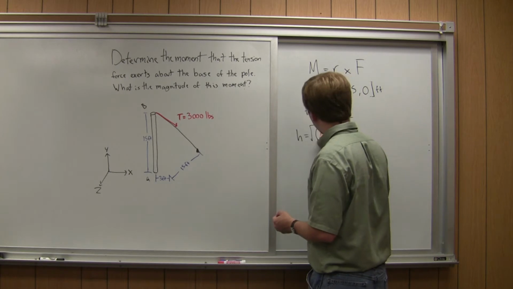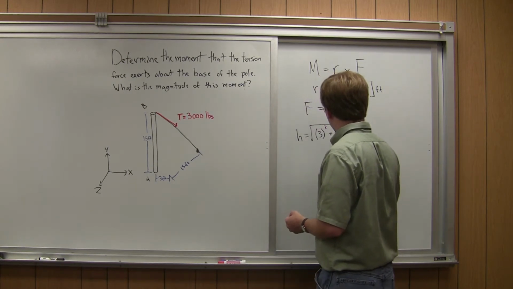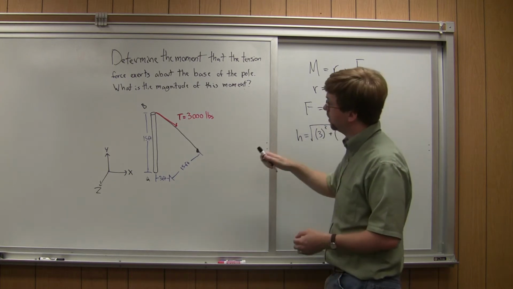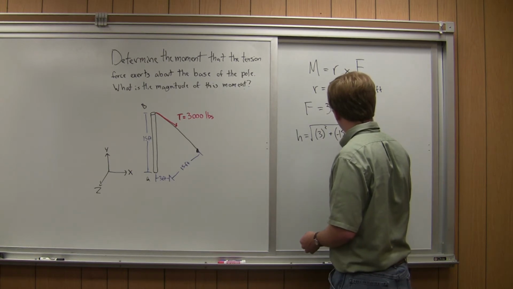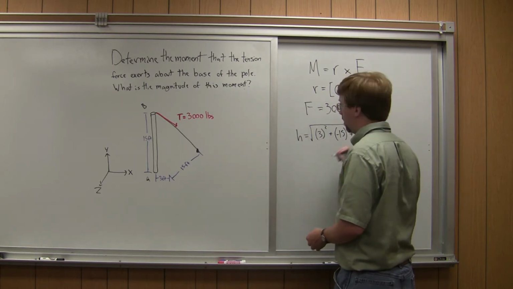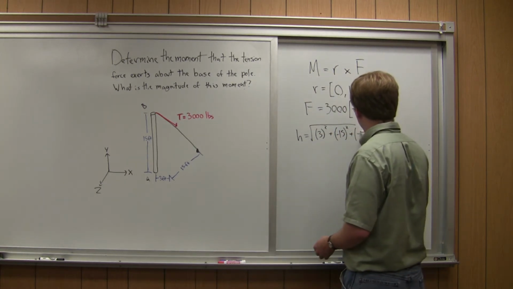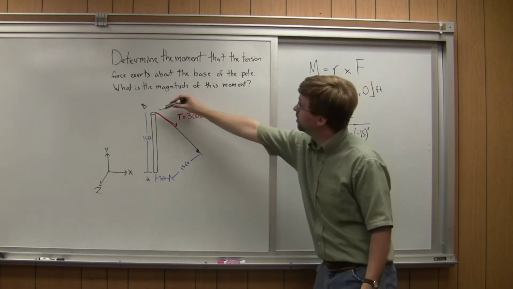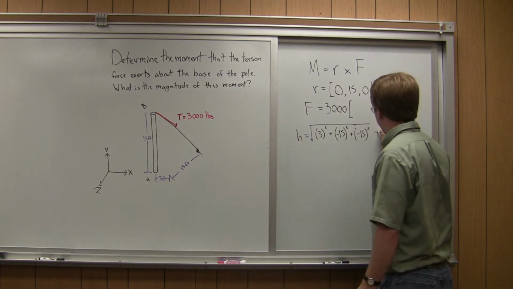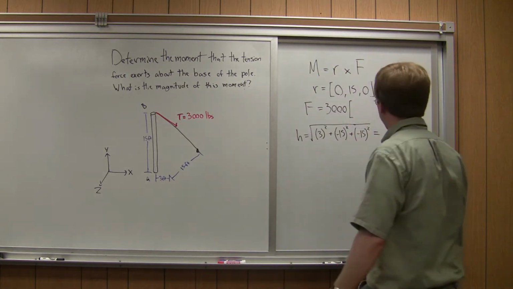So I've got x is 3 squared plus y. In the y direction, I'm actually going down by 15 feet, so negative 15 squared. And in the z direction, I'm going back, also negative, so negative 15 squared. And so the length of this cable, that's what I'm finding here, is that h is that length of that cable. It ends up being equal to about 21.4 feet.